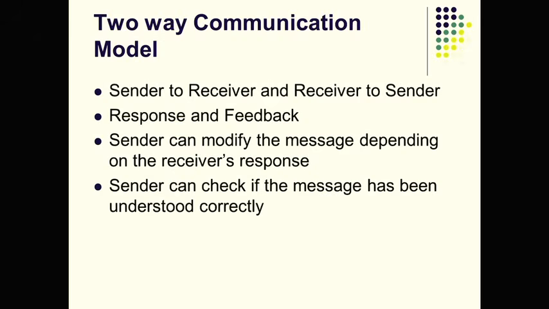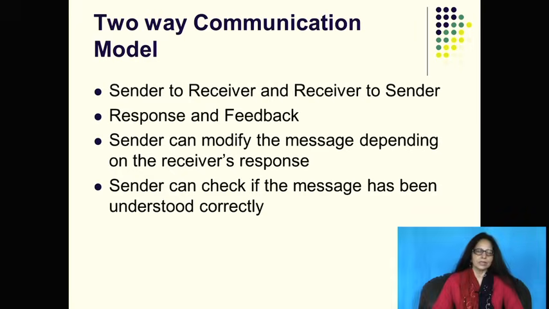So the two-way communication model has a sender to receiver and receiver to sender, which includes not just response, because we can't avoid a response, like the person who didn't smile at you, but feedback is something you give consciously. The sender can modify the message depending on the receiver's response. So the person who did not return your smile, your smile froze on your lips and you also stopped smiling, and you didn't have the courage to go up to that person and introduce yourself.